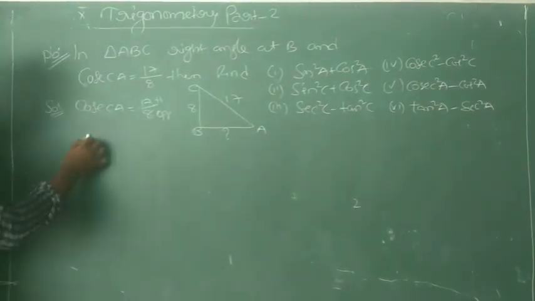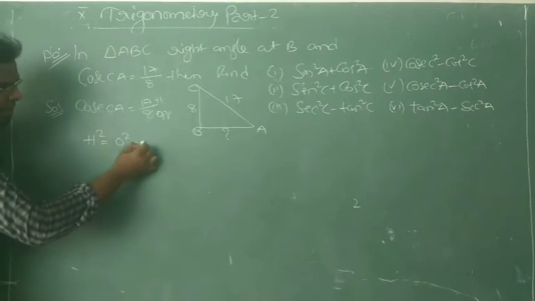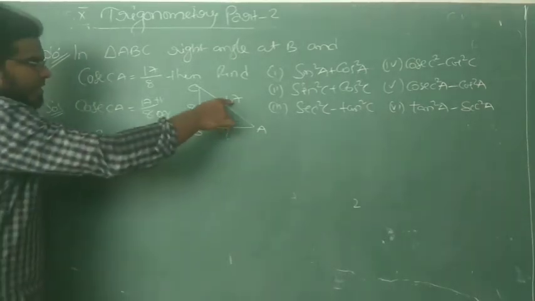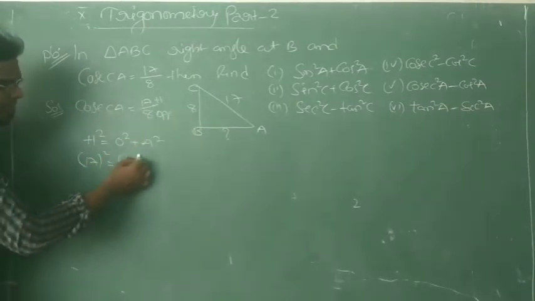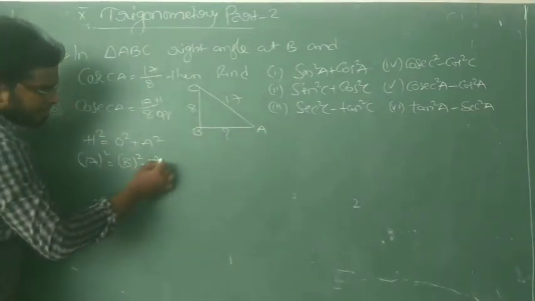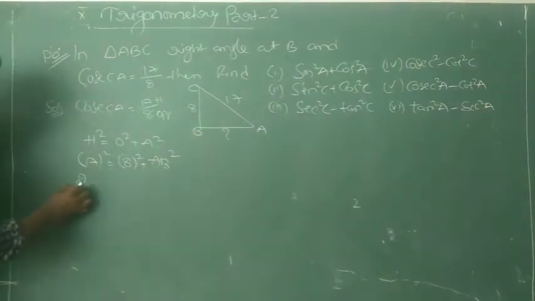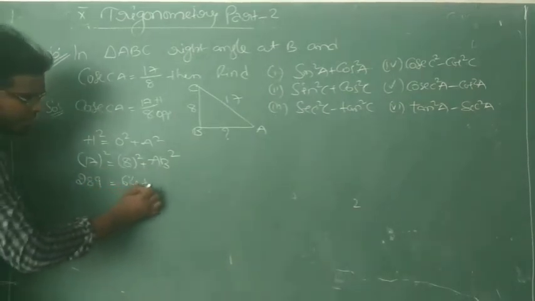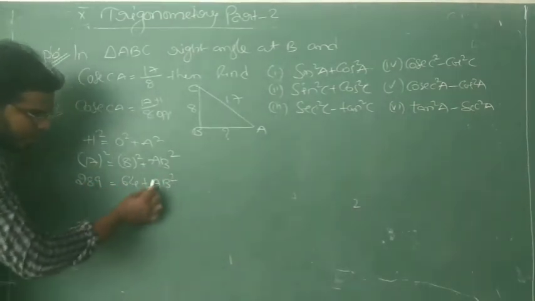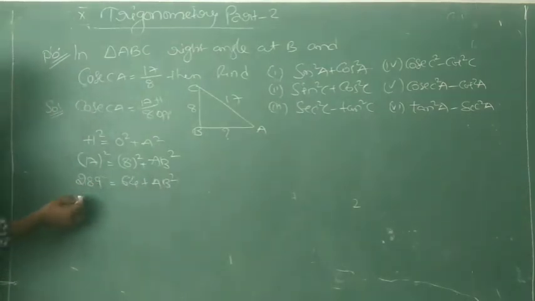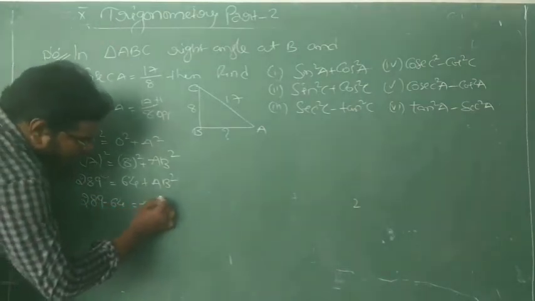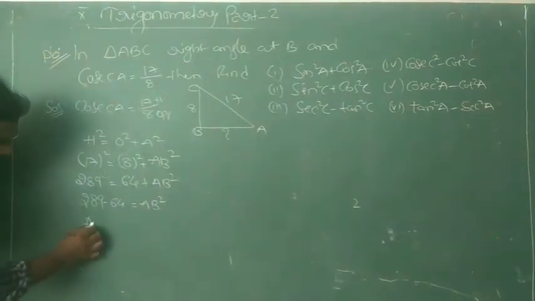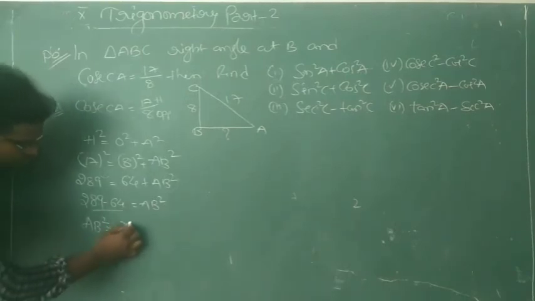I am writing here: hypotenuse square is equal to opposite square plus adjacent square. Hypotenuse square means 17 square, opposite square means 8 square, adjacent means AB square. 17 square, you know, is 289. 8 square is 64 plus AB square. Now we require the value of this one, so we send this side. 289 minus 64 is equal to AB square. And that AB square is equal to 225.